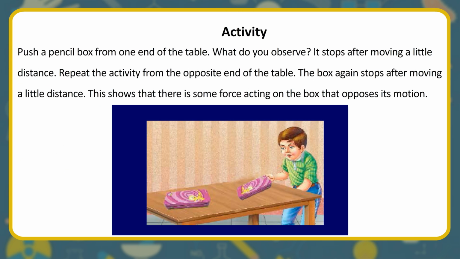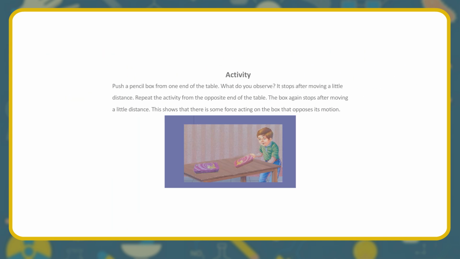Activity. Push a pencil box from one end of the table. What do you observe? It stops after moving a little distance. Repeat the activity from the opposite end of the table. The box again stops after moving a little distance. This shows that there is some force acting on the box that opposes its motion.